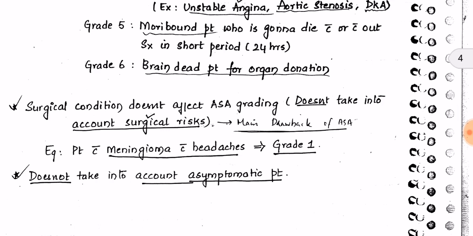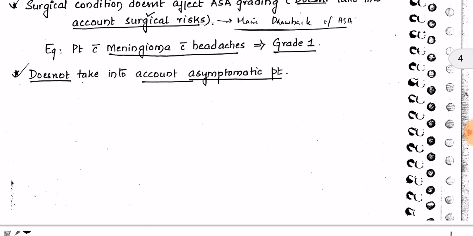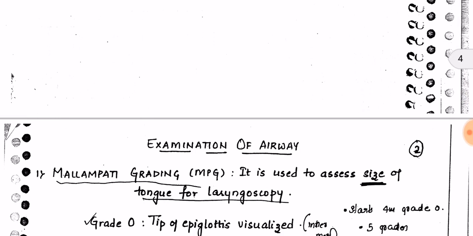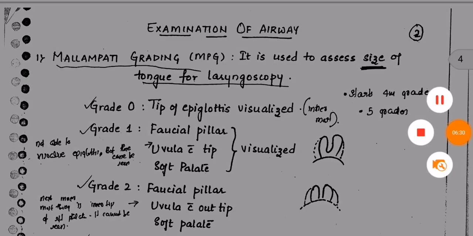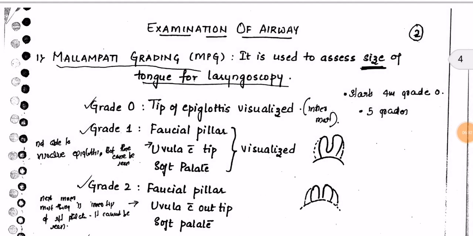The second drawback is that it won't take into account the asymptomatic patients, right? So we don't grade them. I mean, if a person is asymptomatic, we'll eventually grade him as grade 1. Now, coming on to the examination of airway, right? So for examination of airway, basically we use the Malampatti grading over here.